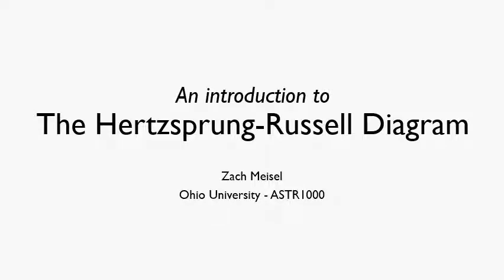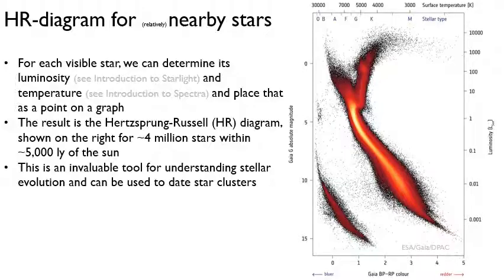Here's an introduction to the Hertzsprung-Russell diagram to accompany Chapter 18 of the textbook Astronomy from OpenStax. So what is the Hertzsprung-Russell diagram?